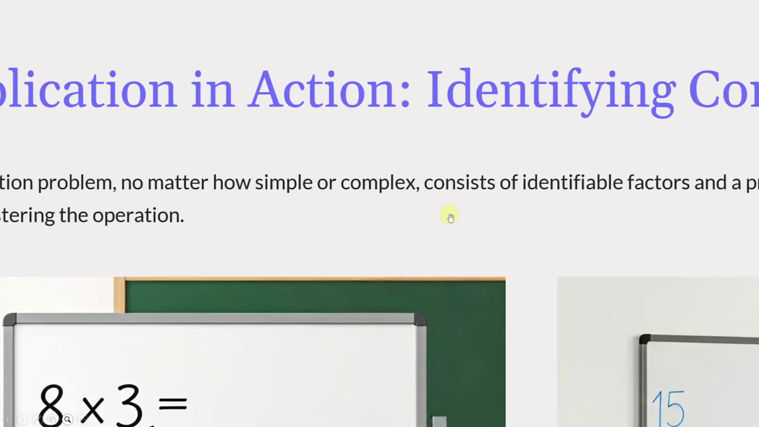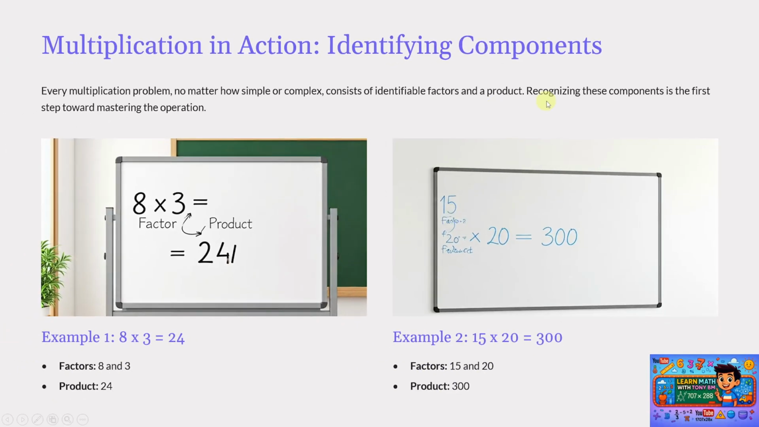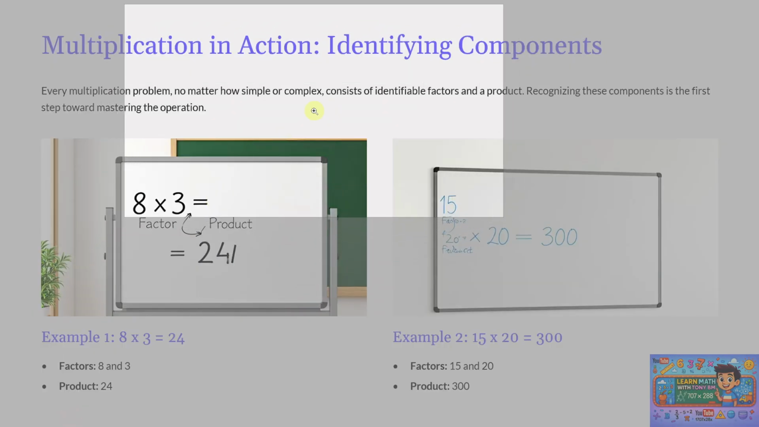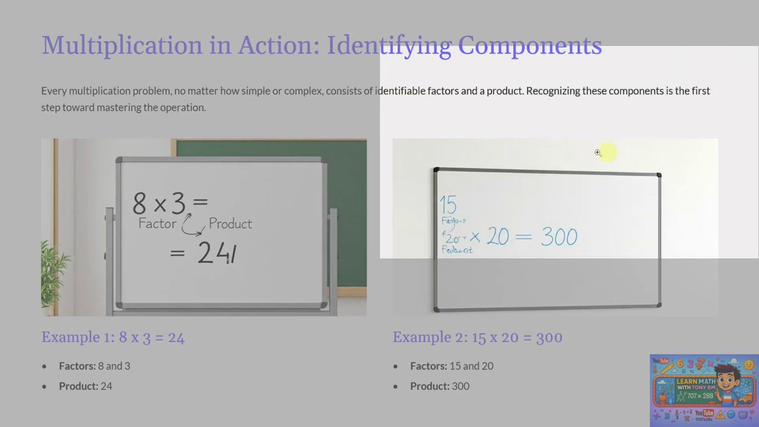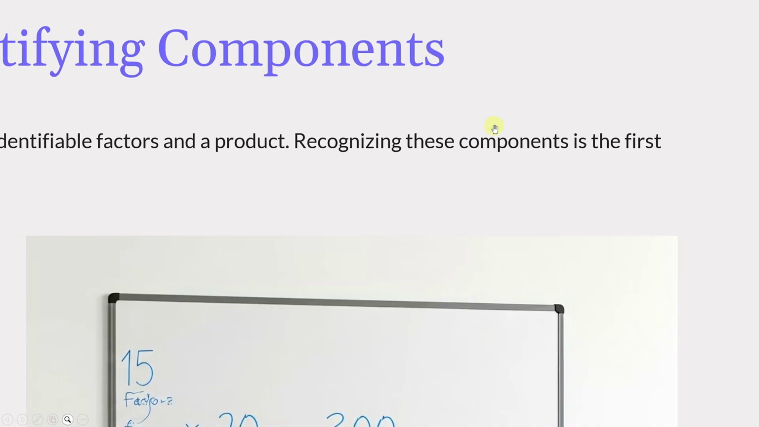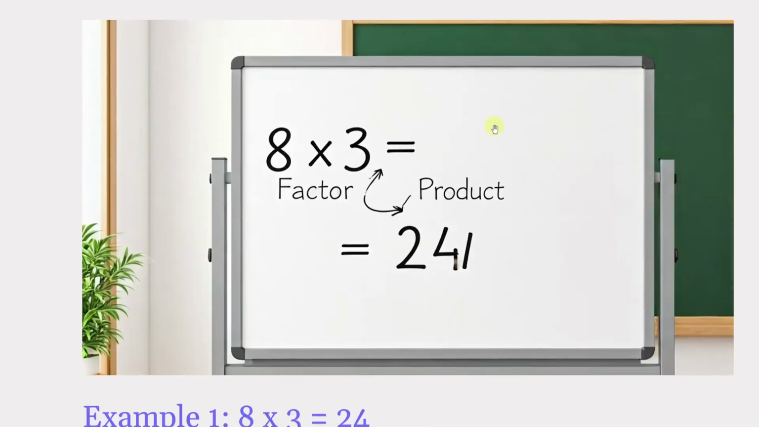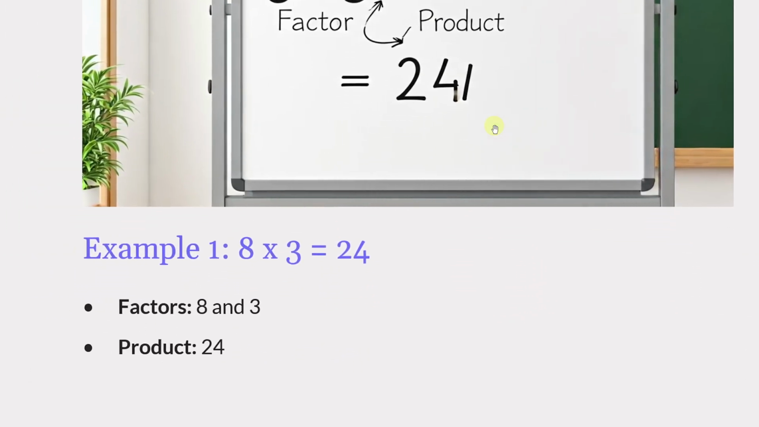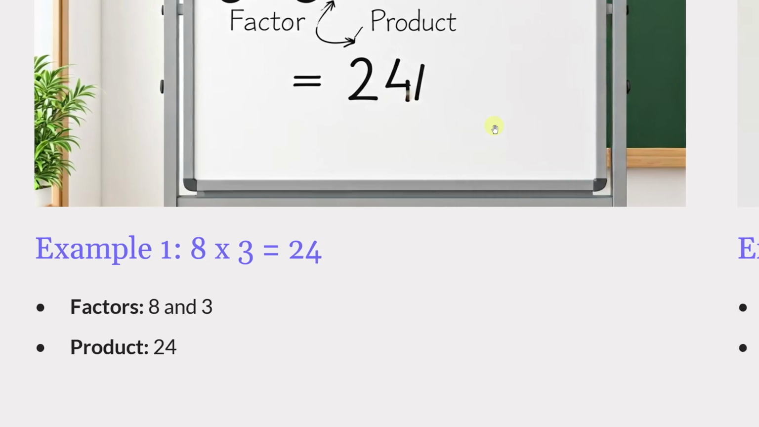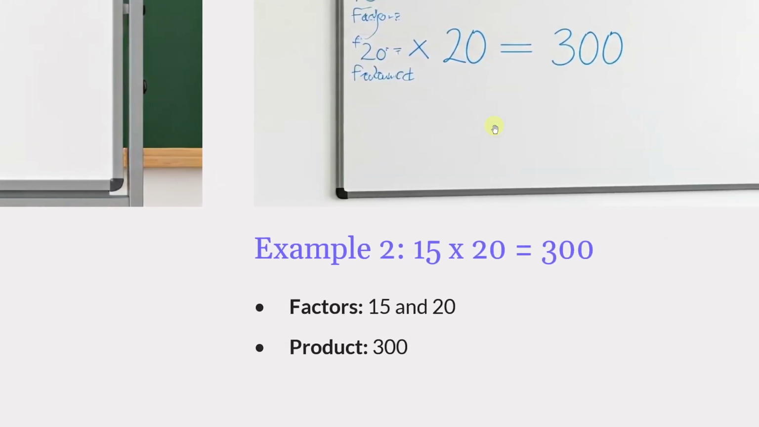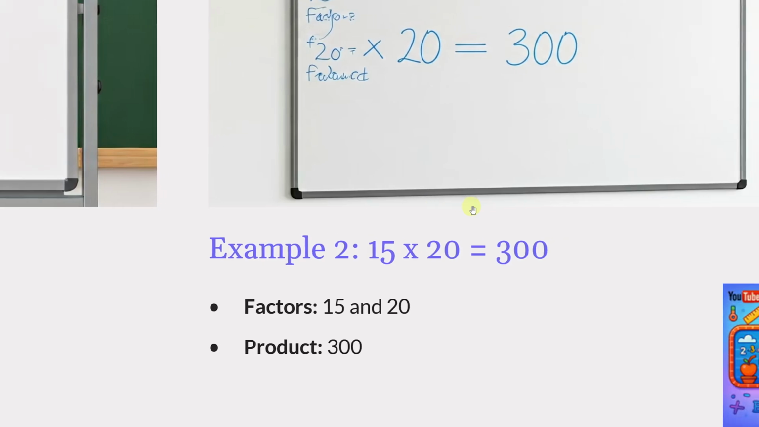Multiplication in action: identifying components. Any multiplication problem, no matter how simple or complex, consists of identical parts: the factors and the product. Recognizing this is the first step to accessing the problem. Example 1: 8 times 3 equals 24. Factors 8 and 3, product 24. Example 2: 15 times 20 equals 300. Factors 15 and 20, product 300.